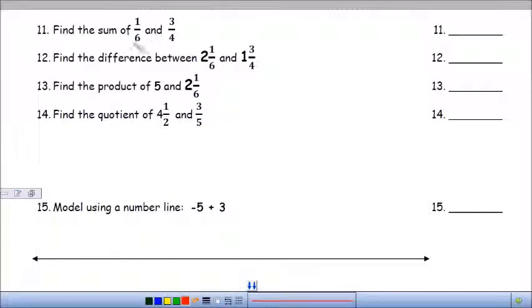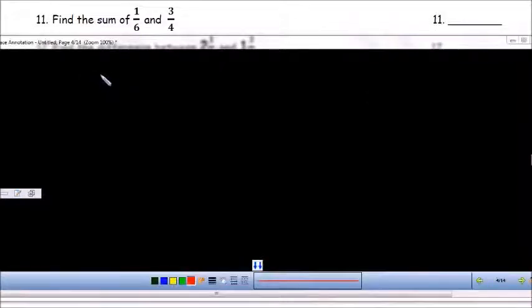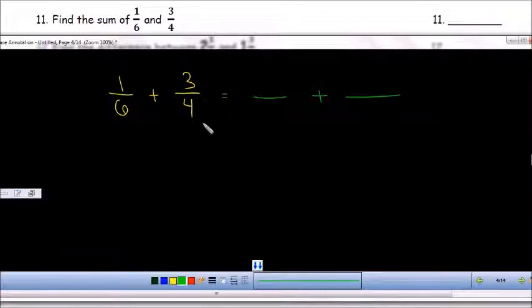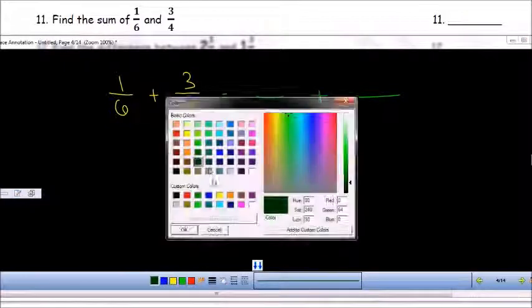Okay, so find the sum of 1/6 and 3/4. In order for us to find the sum, we're going to have to find a common denominator. So let's get that going for us. Okay, so here's my numbers: 1/6 plus 3/4. In order for me to do that, both of these numbers have to have the same denominator. Now between 4 and 6, I'm going to show you all the way from the beginning how we used to do that back in 6th grade.